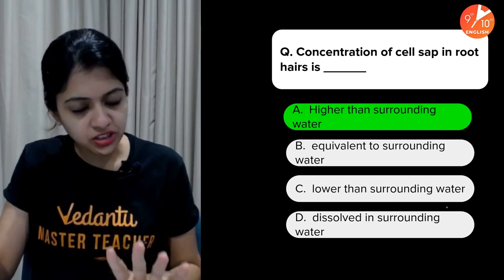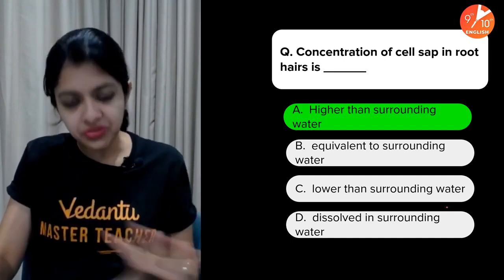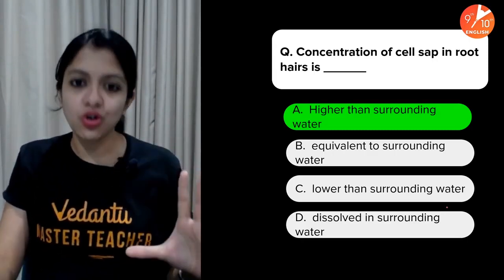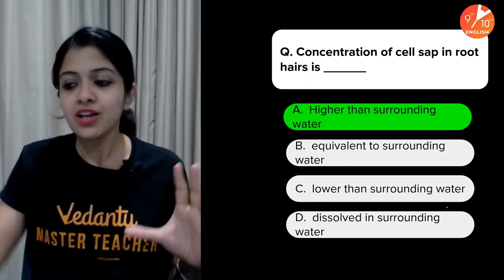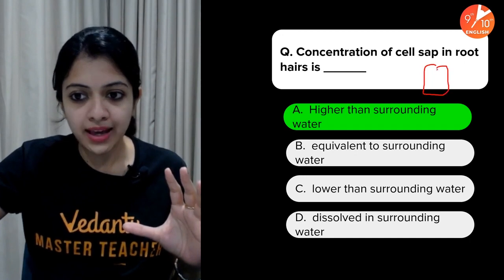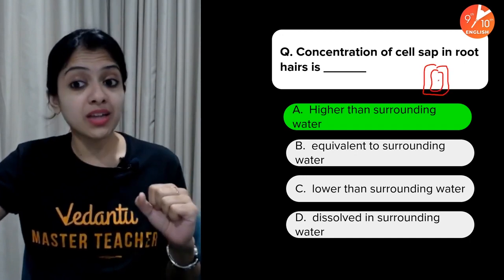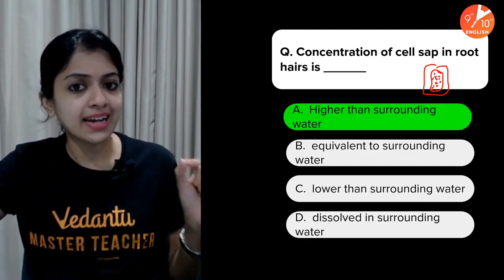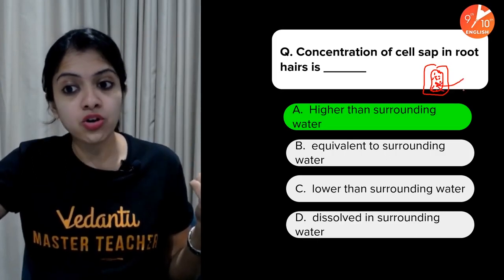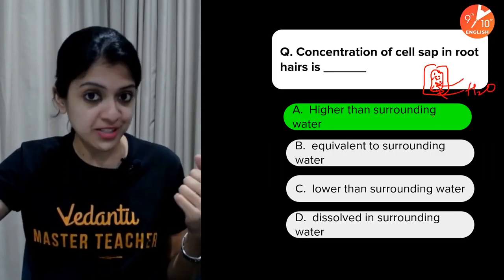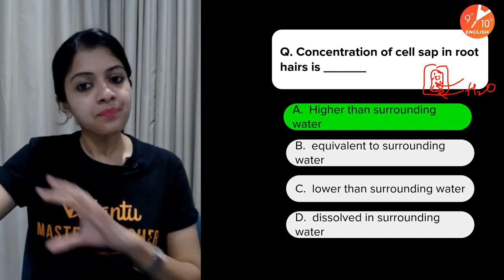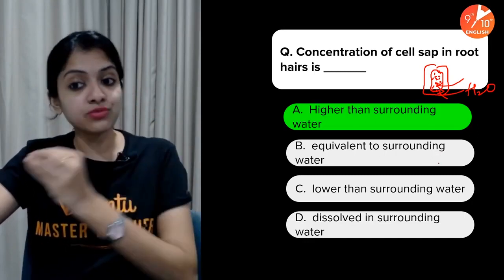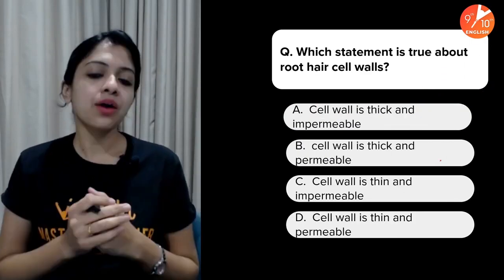In biology in general, whenever we say concentration of a solution, we are talking about solute concentration in that particular solution. Remember, as I told you, if this is the root hair cell, it's got a huge vacuole within which there is a highly concentrated cell sap. When there is a huge solute concentration inside the cell sap, what happens? Naturally, it draws in water by osmosis. This is why concentration of cell sap inside the root hair cells is higher than that of the surrounding water.